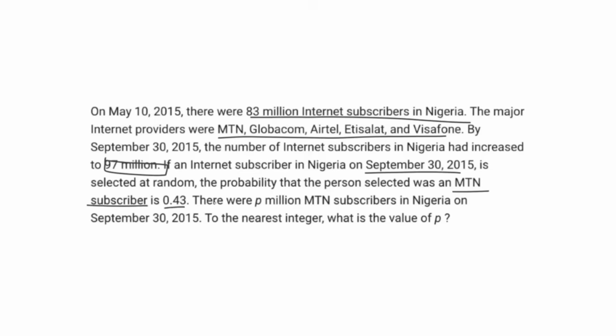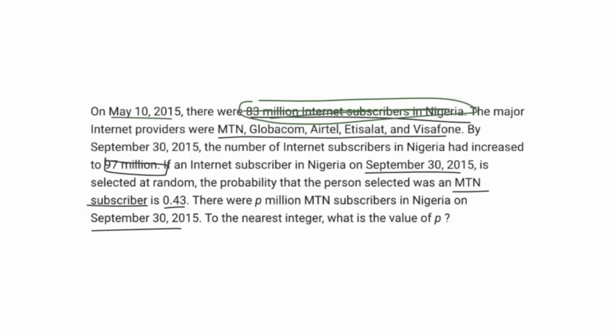So 43% of that 97 million were MTN subscribers. There were p million MTN subscribers in Nigeria on that September 30th date. So this is interesting. This information of 83 million internet subscribers in Nigeria on May 10th is irrelevant to our equation.